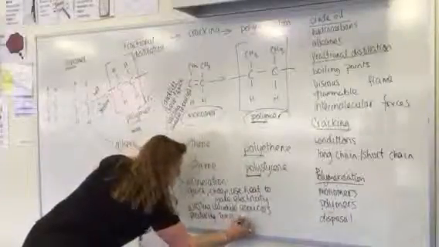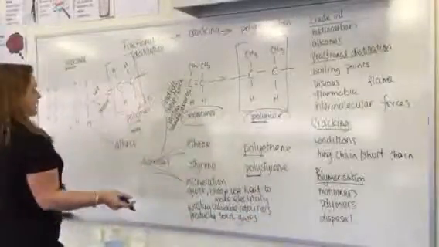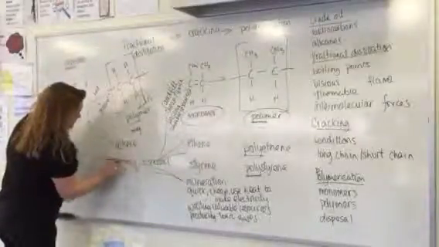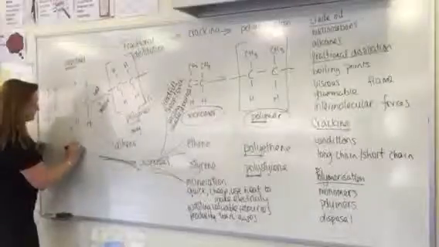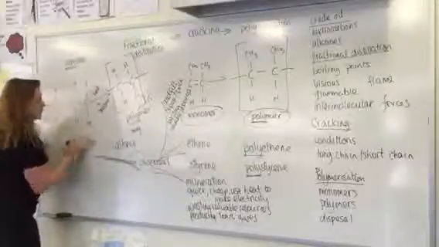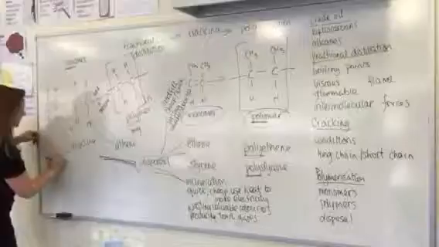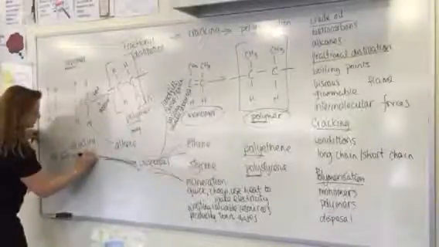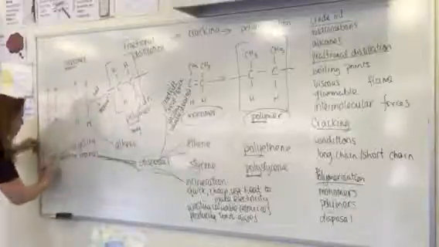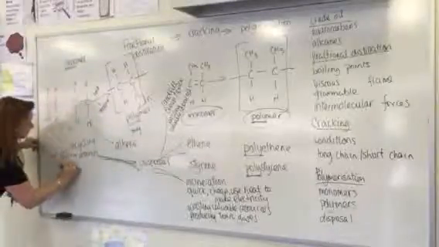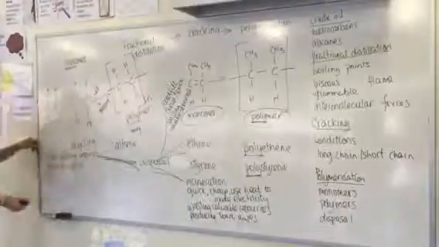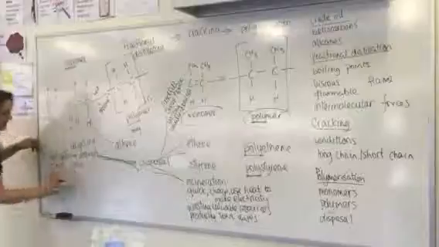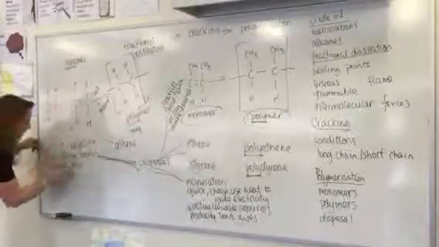Okay, final way. The final way of disposing is by recycling. Now, recycling is a good way because we're not wasting valuable resources. So not wasting resources, and it also creates jobs. But it's expensive because you're having to pay people to sort the plastics. So it's expensive because you're paying people.